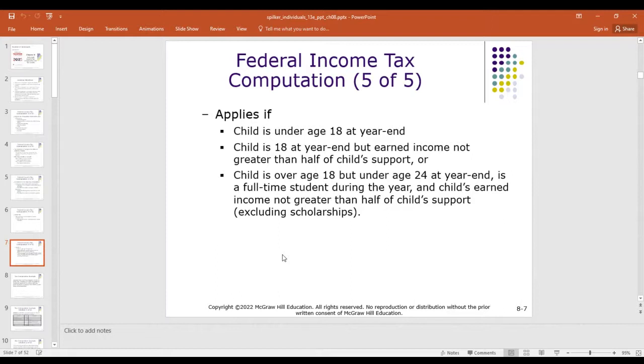So who does this apply to? If we have a child under the age of 18, automatically, if their unearned income is more than $2,200, this special tax applies. And it's just that the unearned income is taxed at a higher rate. Or the child is 18 at year end, but earned income is not greater than half of the child's support, or the child is between 18 and under 24, is a full-time student, and their earned income is not greater than half of their support. So they're not supporting themselves.